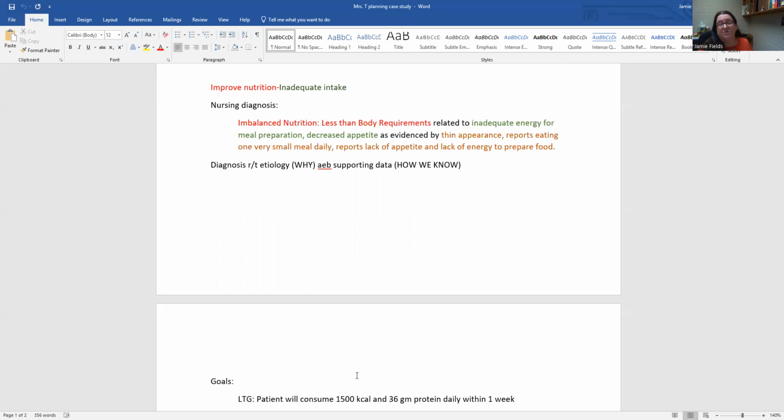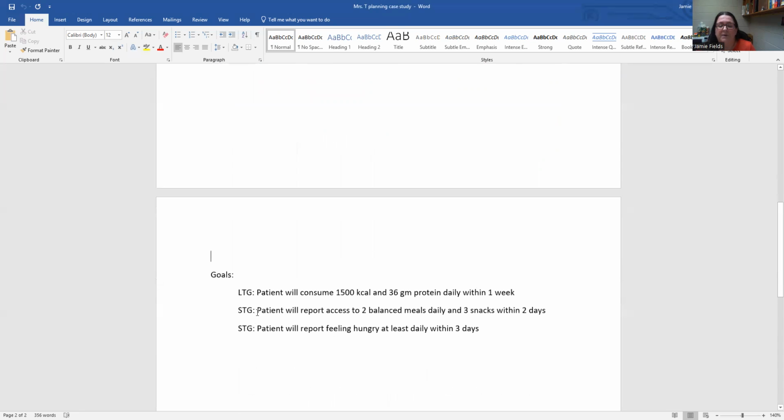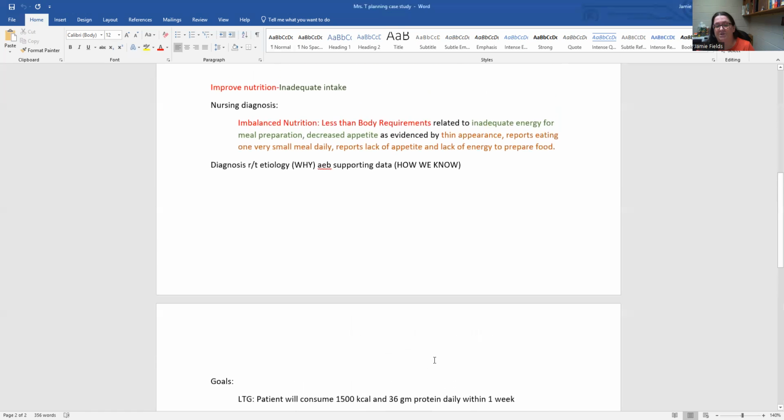So what am I going to do, or what are my goals for those problems? My short-term goals are going to be aimed here at my etiology. Okay, so patient will report access to 2 balanced meals daily and 3 snacks within 2 days. So within 2 days, I want her to have a way to have 2 balanced meals and 3 snacks a day. Notice it doesn't say she's going to cook them because she doesn't have the energy for that and we can't change that. And then patient will report feeling hungry at least daily within 3 days because she has a lack of appetite.